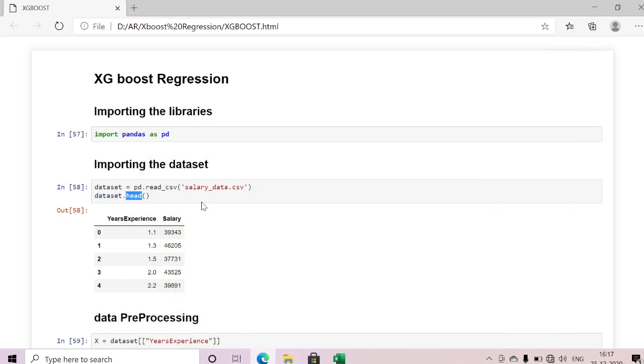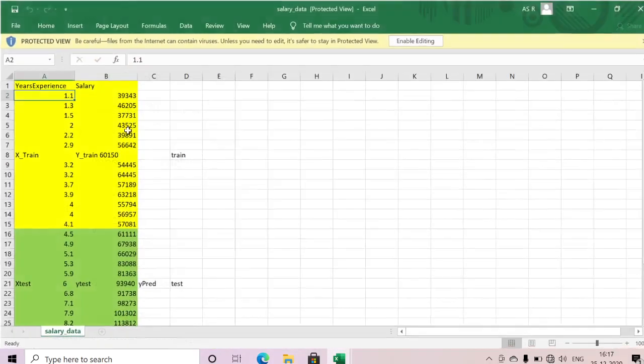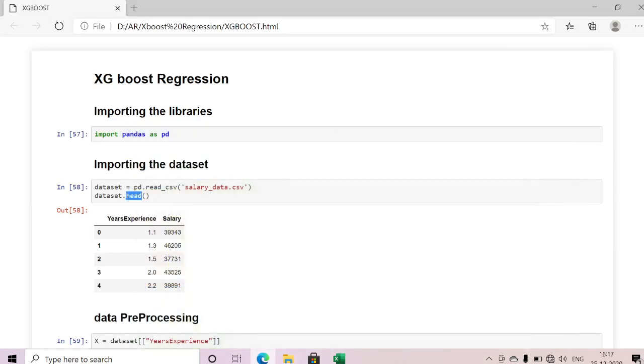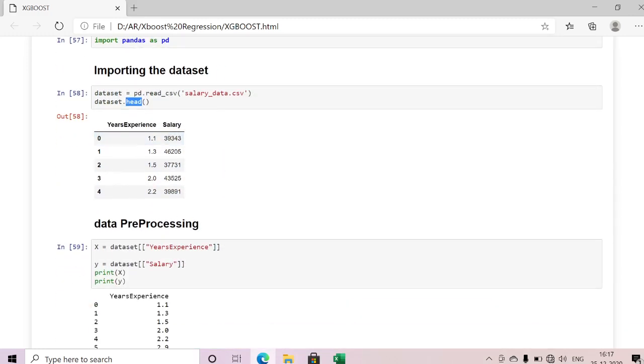Dataset dot head will display the first five records: 1.1, 1.3. We can identify whether we are accessing the same data set or not by using this head command. 1.1, 1.3, same data set I am accessing here.